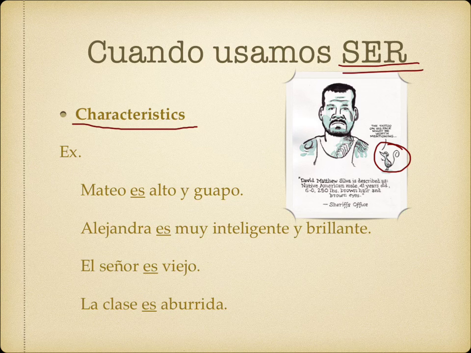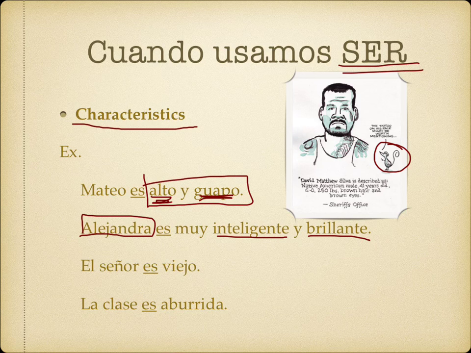So Mateo es alto y guapo. We're describing him, his characteristics. He's tall and he's handsome, okay? Alejandra es muy inteligente y brillante. She's very intelligent and brilliant.